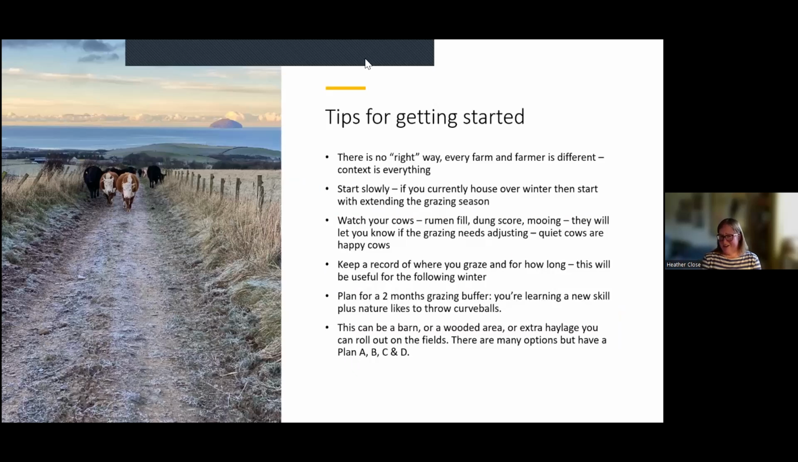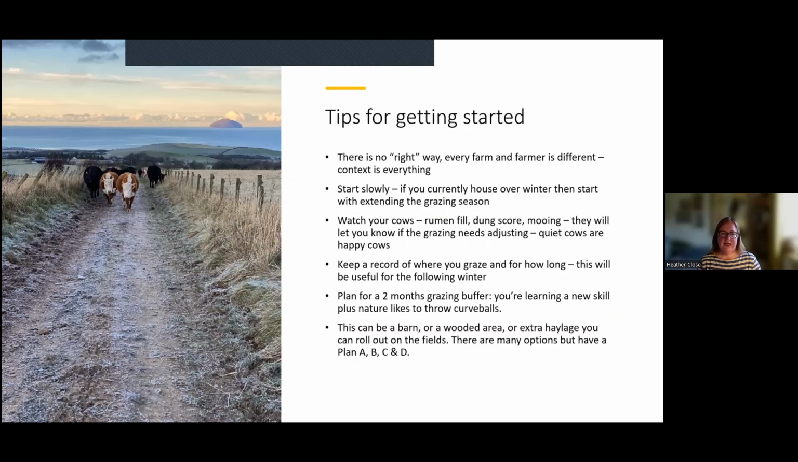Tips for getting started. Some of you may already be doing this, I don't know. But there's no right way. So you'll hear from 4 different farmers. You've got 3 guest speakers, and you've got Nikki. Everyone's got a different way of doing it, because everyone's farm and situation is different. Every field's different. You all know that.